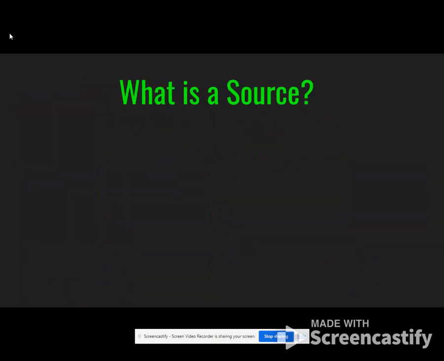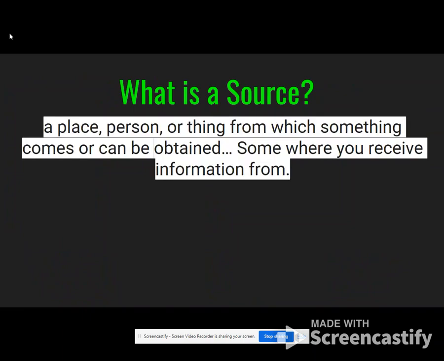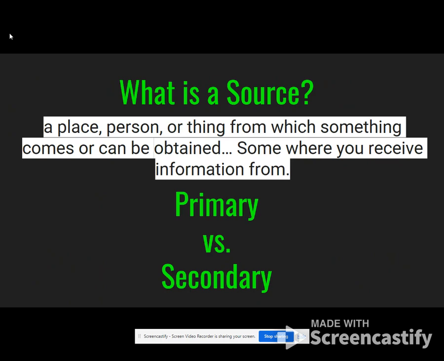So first off, what is a source? A place, person, or thing from which something comes or can be obtained, somewhere you receive information from. Primary and secondary is what we're talking about today.